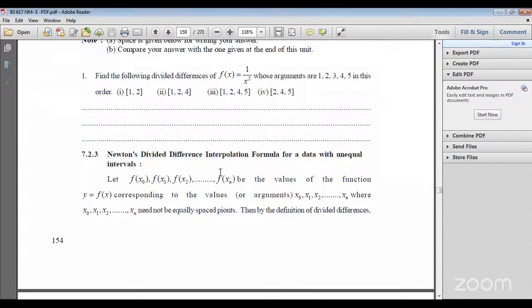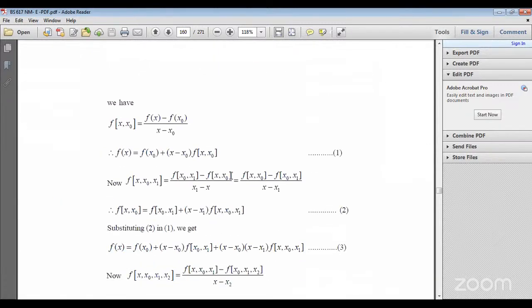By the definition of divided differences, we have f of x comma x0 is f of x minus f of x0 by x minus x0. Therefore, f of x is equal to f of x0 plus x minus x0 times f of x comma x0. The simplification is very easy here: f of x0 comma x1, f of x0.